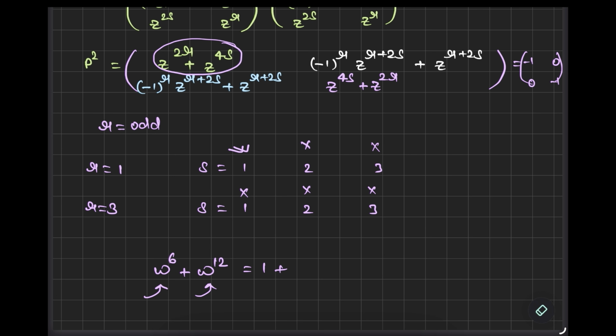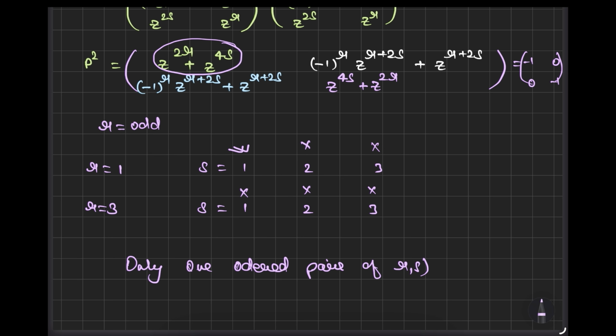So we got how many ordered pairs? Only one ordered pair of r comma s, that is 1 comma 1.